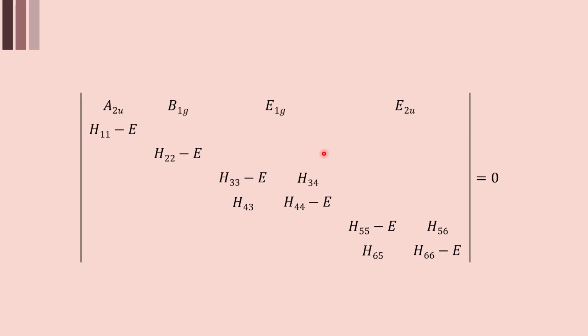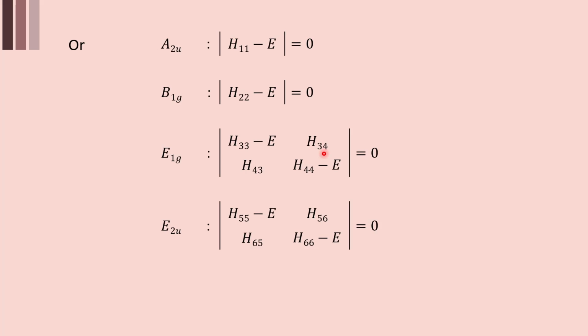And for E2U also, it is a 2 by 2 determinant. And of course, the rest of the elements should be 0. So if you independently take them, they are going to be equal to 0. So H11 minus E equal to 0, H22 minus E equal to 0, and similarly H33 minus E, H34, H43, H44 minus E, H55 minus E, H56, H65, H66 minus E is equal to 0.